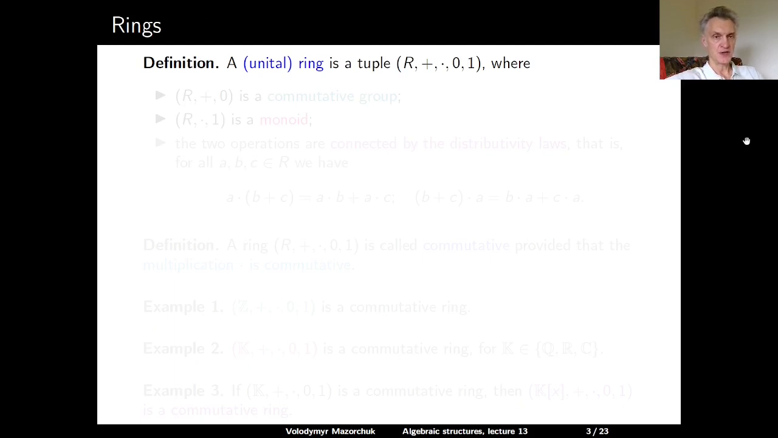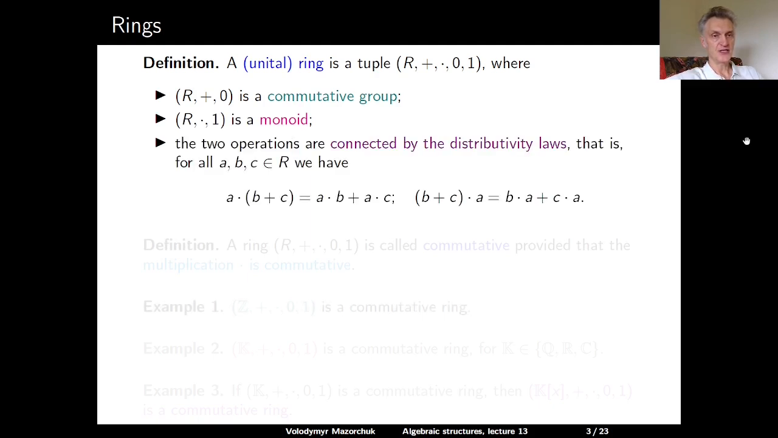Definition: a unital ring is a tuple which consists of a commutative group R, plus, and 0, then a monoid R, dot, and 1, and the two operations on our set R are connected by the distributivity laws, which means that for all A, B, and C in our ring R, the following two identities should hold.